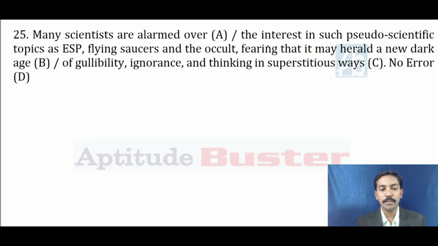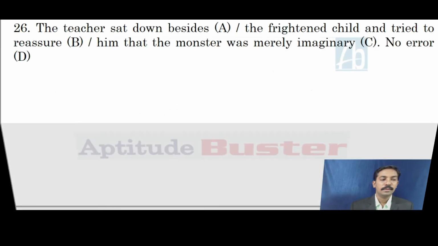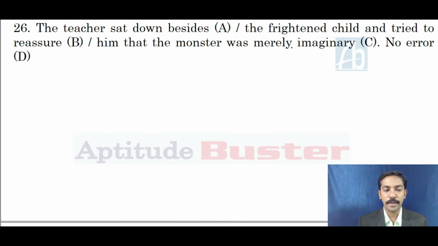Many scientists are alarmed over the interest in. The right sentence structure should be pseudoscientific topics such as. The error lies in segment B. The correction is, it's not such pseudoscientific topics. It should be pseudoscientific topics such as. As I said, this carries a glaring mistake and that can be easily identified if your reading ability or your reading exposure is average. Next question. The teacher sat down beside the frightened child and tried to reassure him that the monster was merely imaginary.